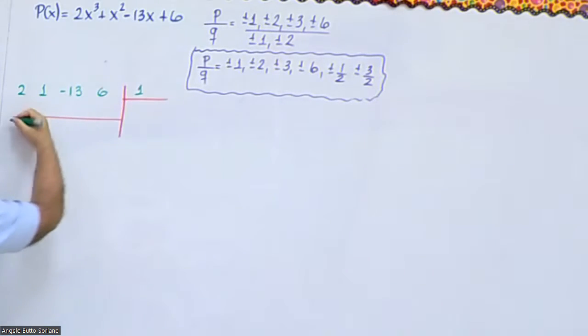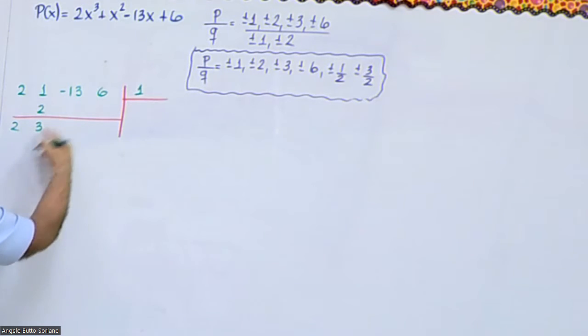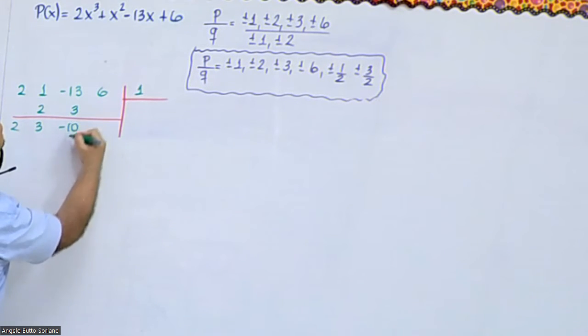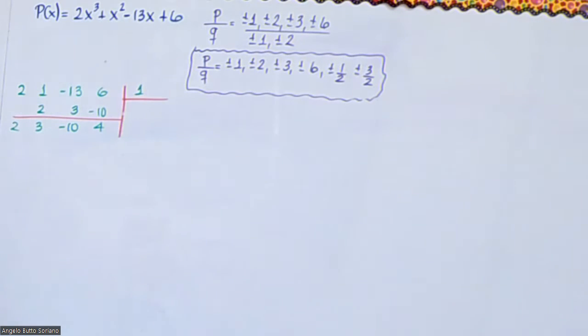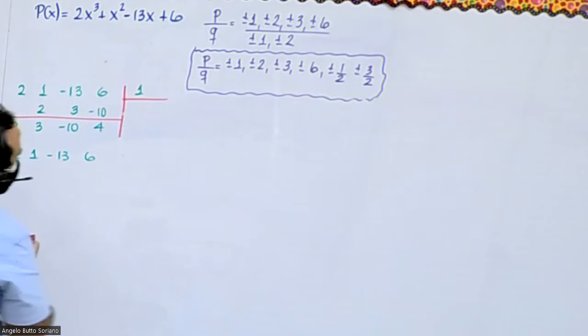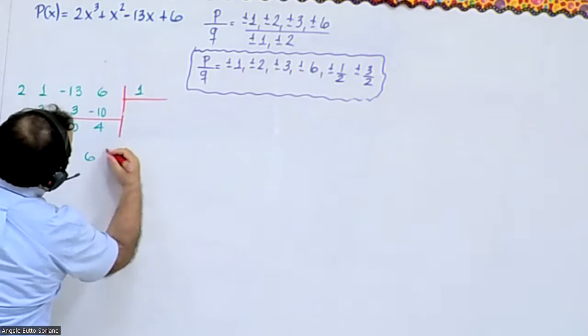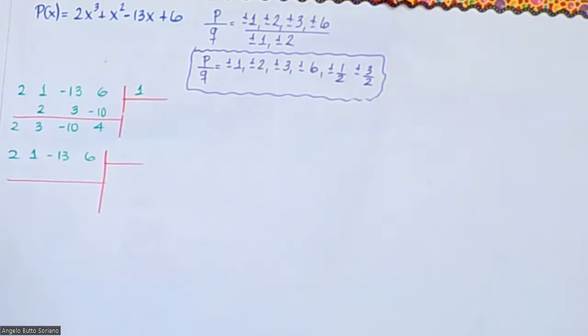Let's see. 2 times 1, 2. We have 3. 3 times 1, 3. That will be negative 10. Negative 10 times 1, negative 10. Answer 4. Now, it doesn't work. Let's see what happened with negative 1. 2, 1, negative 13, 6. Let's see what happens with negative 1.